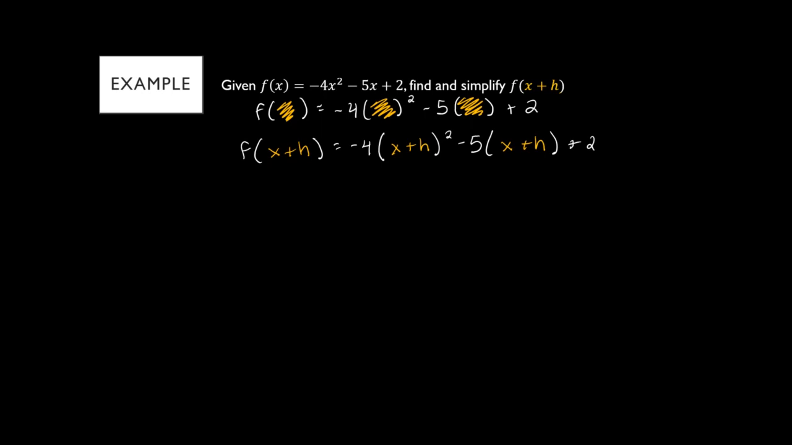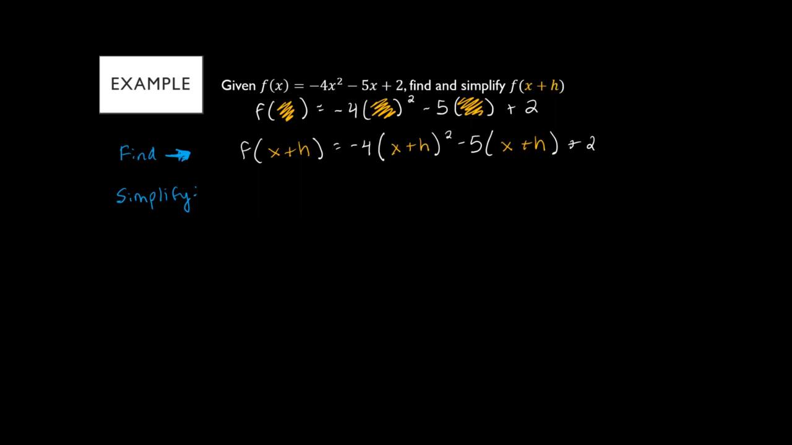So this is the find part where it says find. Just this part where I plugged in x plus h, that is the find part. Find and simplify. Simplify is everything that we do after this, where we're going to take this complicated thing on the right and make it smaller. We follow the order of operations, which means first we deal with the exponent, the x plus h squared.